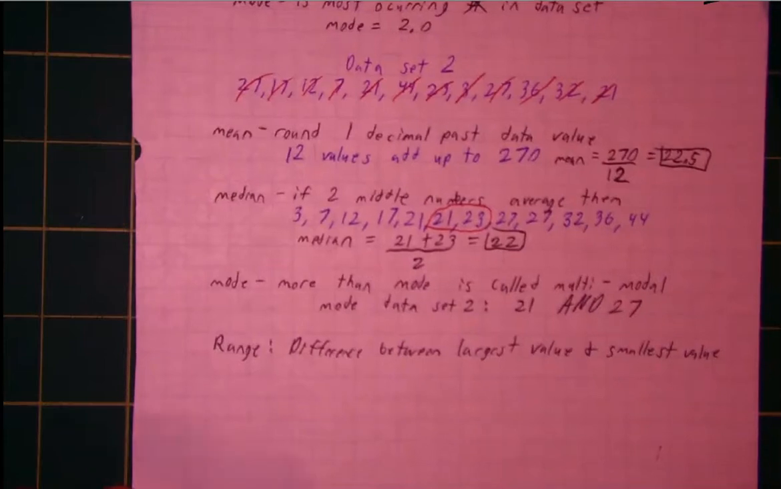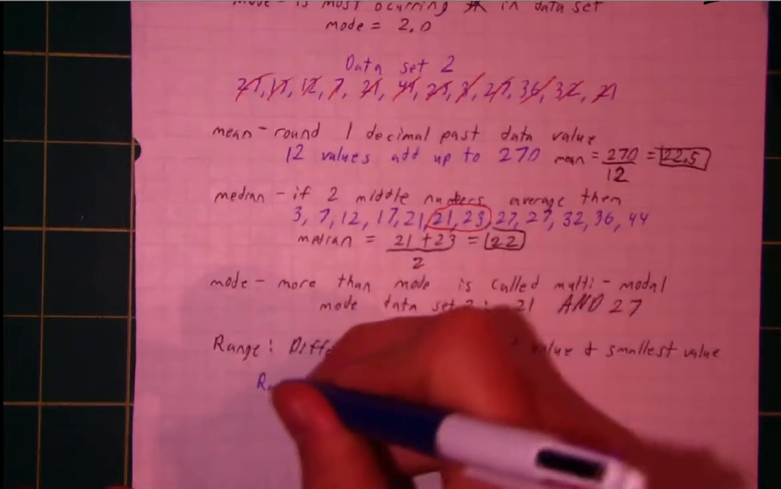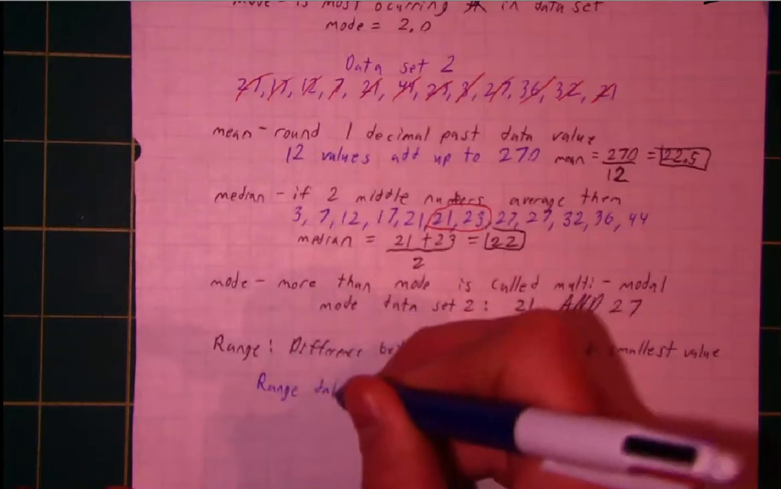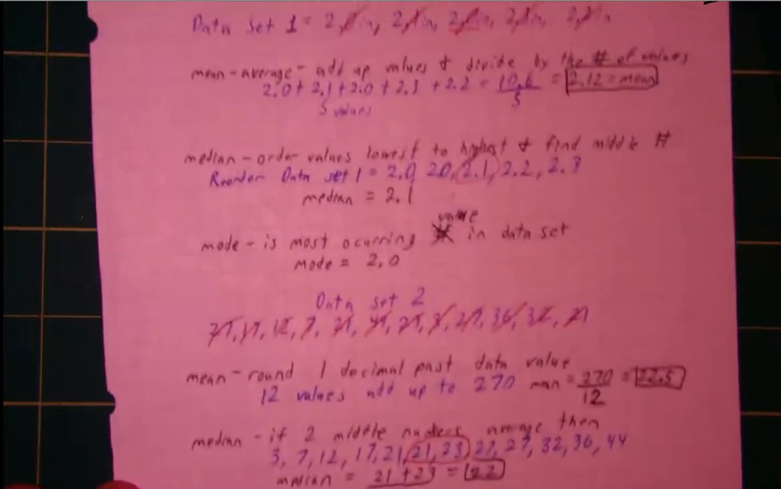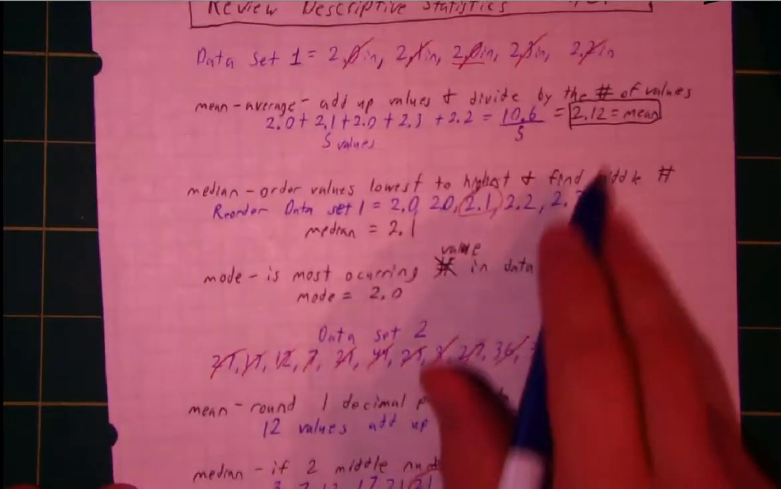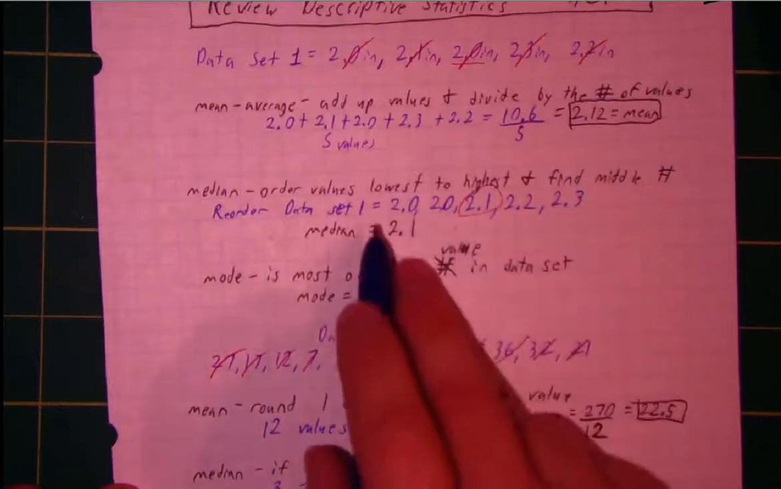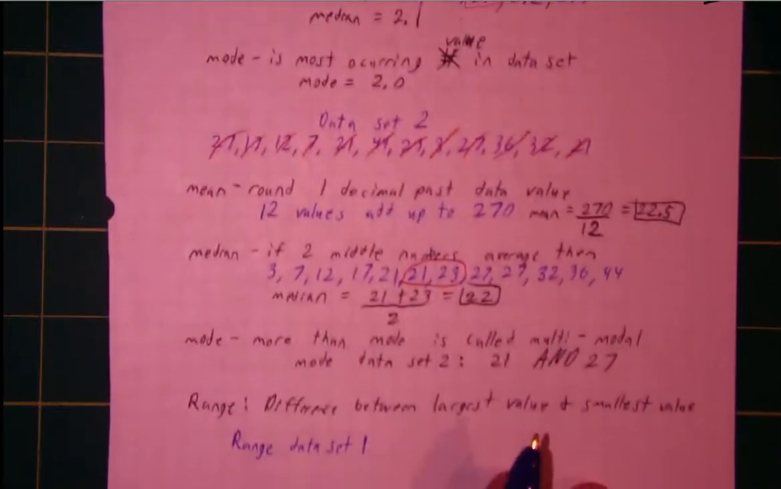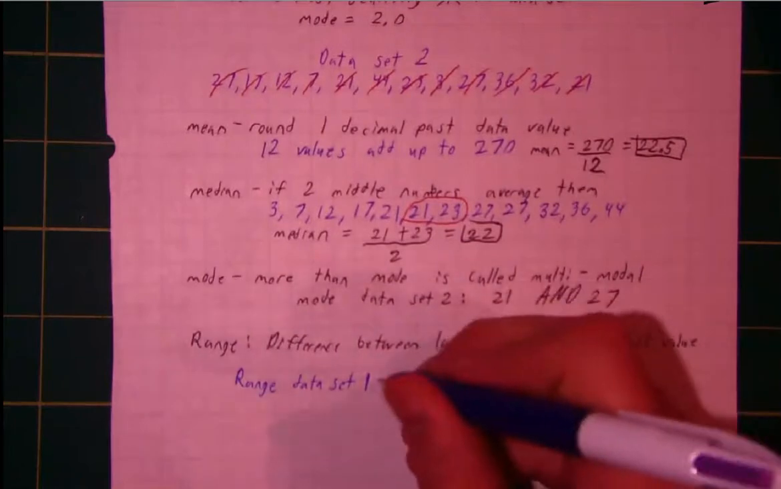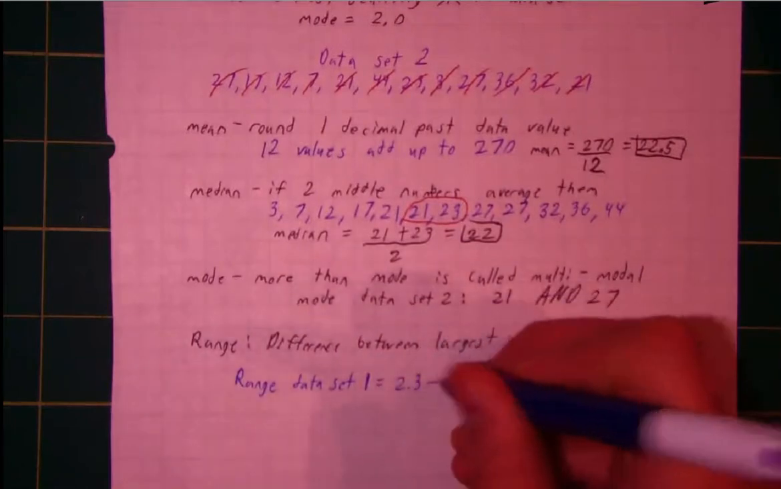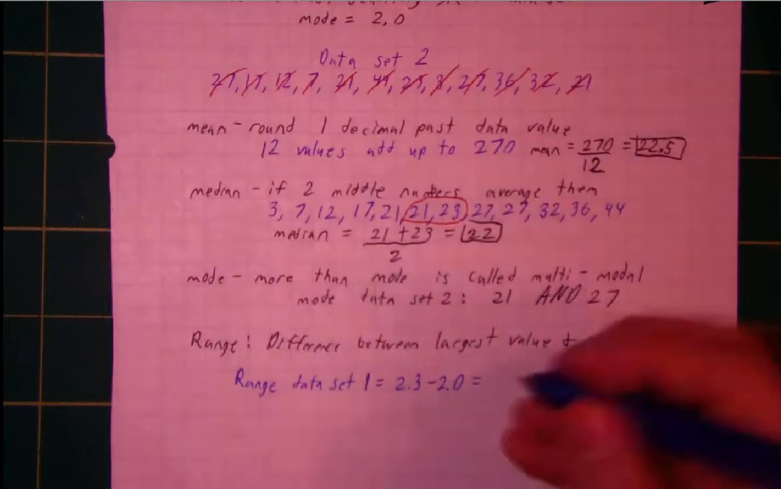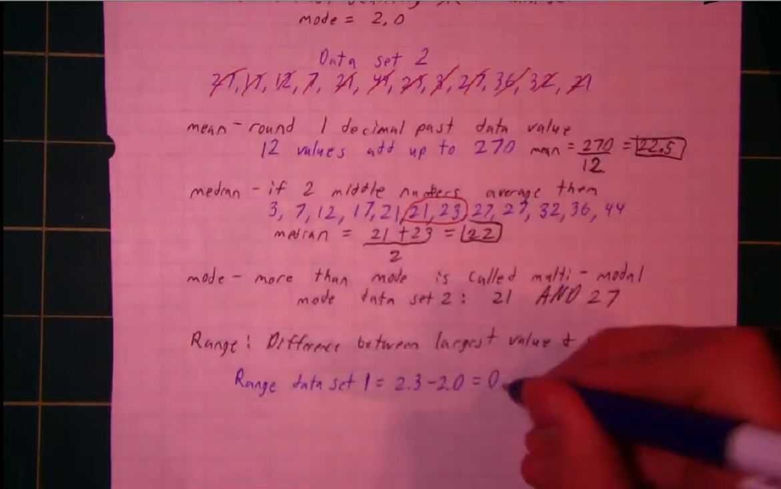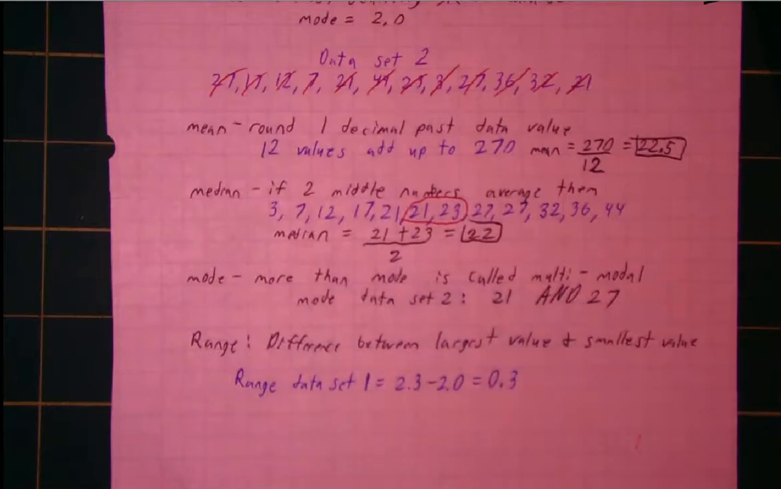And so for example, the range for data set 1, if we look back up at the top, the biggest number for data set 1 was 2.3 and the smallest number was 2.0. And so we would just say the range for data set 1 is equal to 2.3 minus 2.0. What do we get? We get 0.3 minus 0.0, basically because the 2's cancel out. We get 0.3 is our range of values. It's the range of heights for those plants.